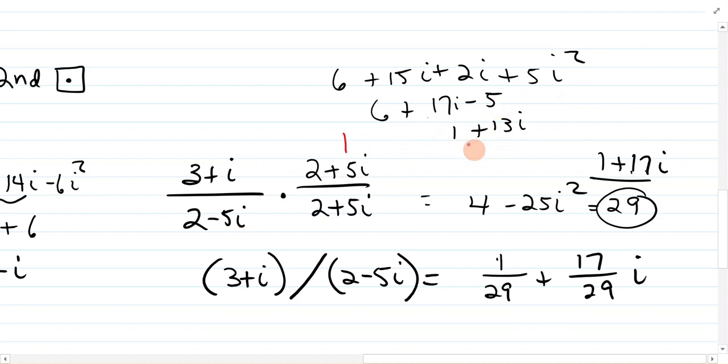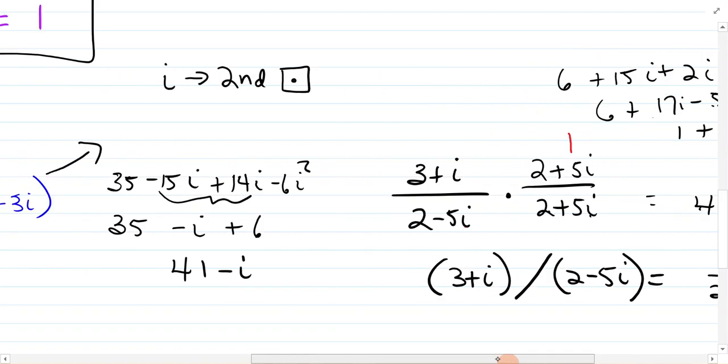6 minus 5 is 1, so we have 1 plus 17i. Okay, so that's what we have on top. On the bottom, you don't have a middle term anymore because the middle terms cancel out. So we have 2 times 2 is 4, minus 5i times plus 5i gives us minus 25i squared. The i squared changes the sign on that, so you have 4 plus 25 is 29. So on the top we have 1 plus 17i over 29.